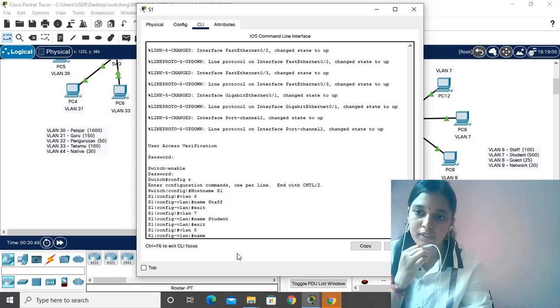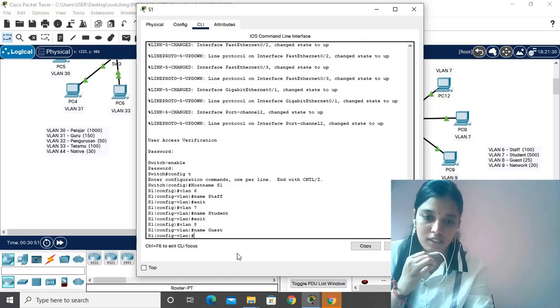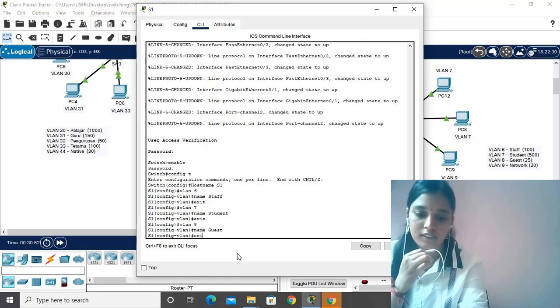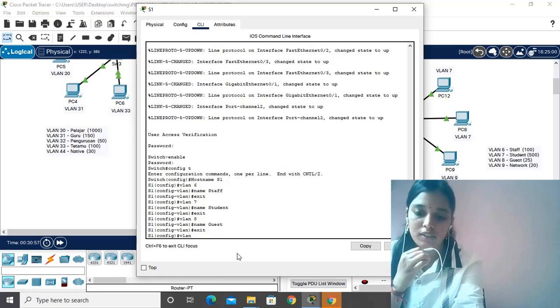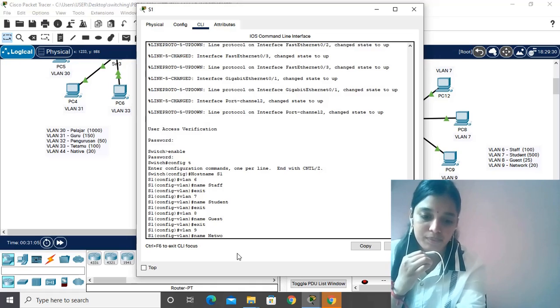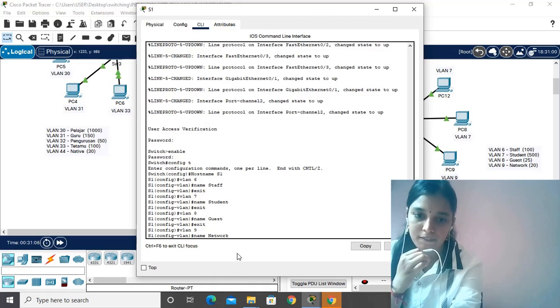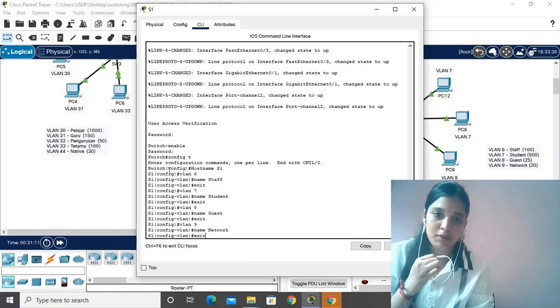name guest, and exit, and VLAN 9, the last one, name network, exit. Okay, this is the steps of way to write the VLAN and VLAN name in the CLI.